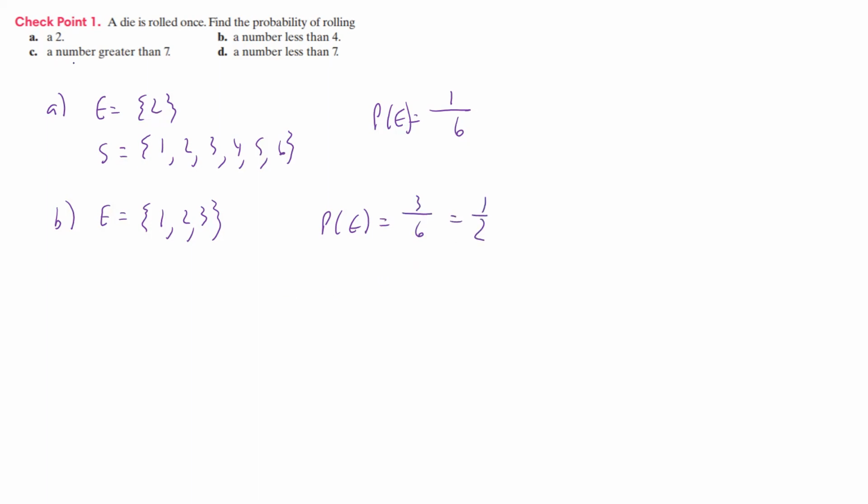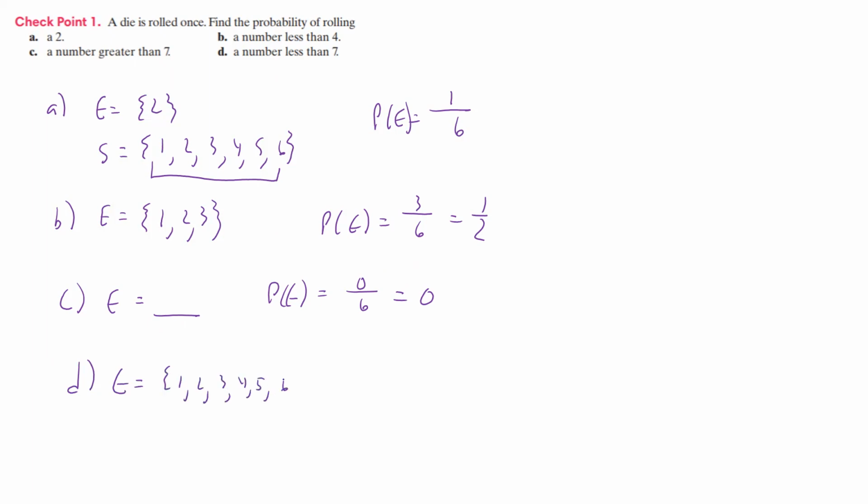All right, C, a number greater than 7. For C, there's no number greater than 7 in something between 1 and 6. So the probability of E is 0/6, which is 0. And then D, a number less than 7. Here our event is 1, 2, 3, 4, 5, or 6, so the number there is 6. So the probability of that event is 6/6, which is 1.